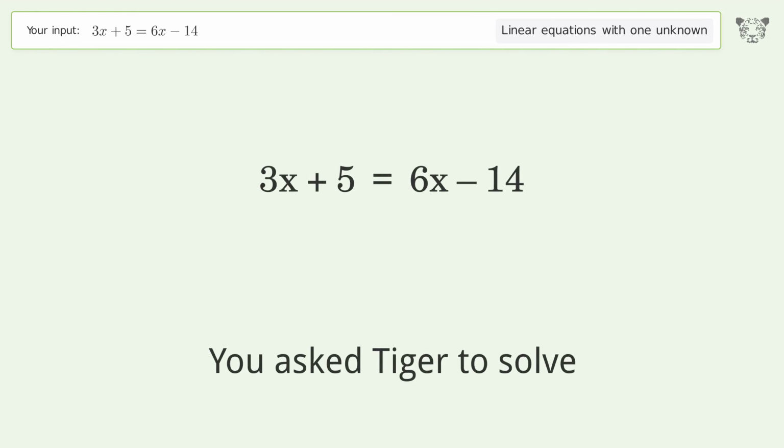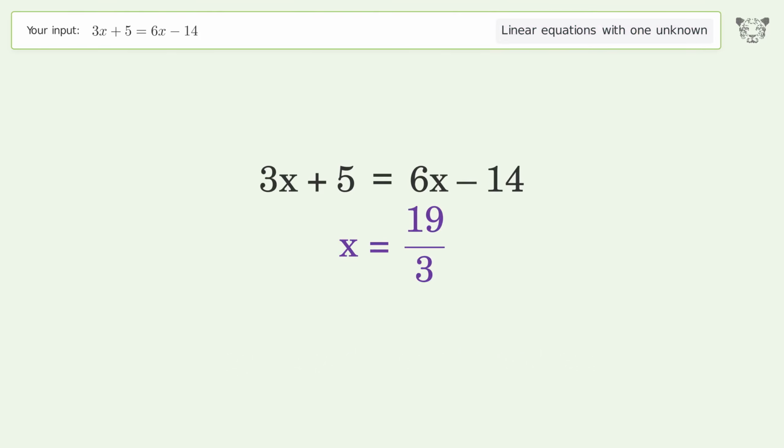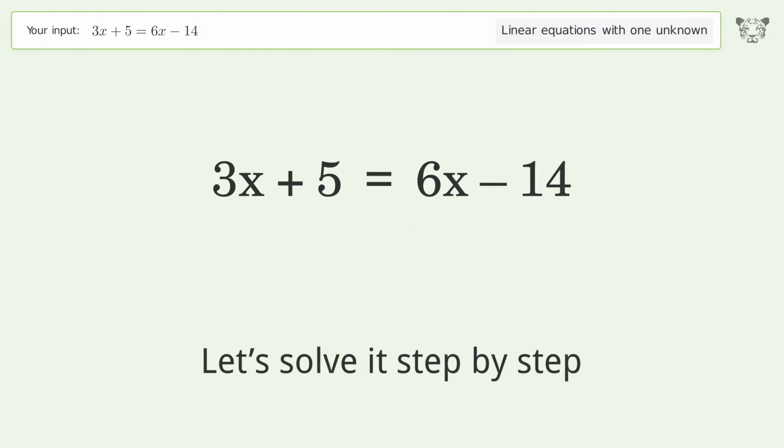You ask Tiger to solve. This deals with linear equations with one unknown. The final result is x equals 19/3. Let's solve it step by step.